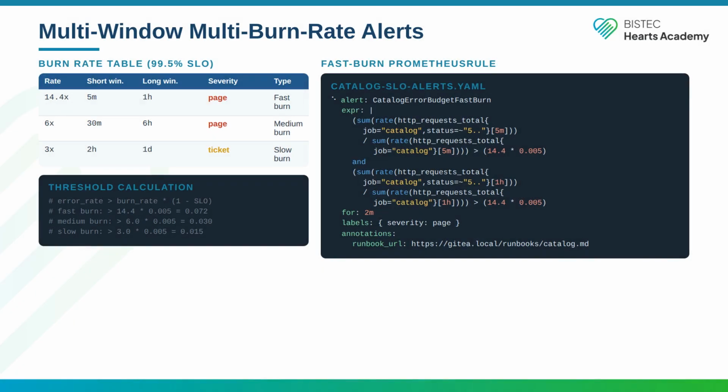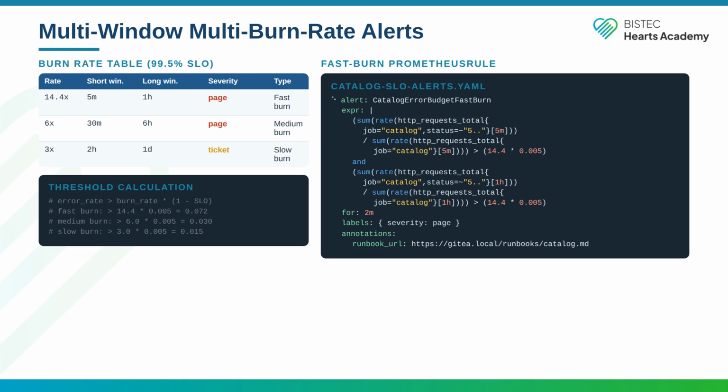A simple single-window error rate alert cannot distinguish between two very different situations. A brief 3-minute spike that barely dents the error budget, and a slow, sustained elevation that will exhaust the budget in a week. You would page on call for the spike and miss the slow burn entirely. Multi-window, multi-burn rate alerts solve this by checking multiple time horizons simultaneously. Each row in the burn rate table represents a different level of urgency.